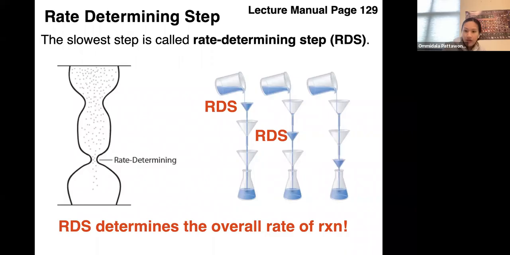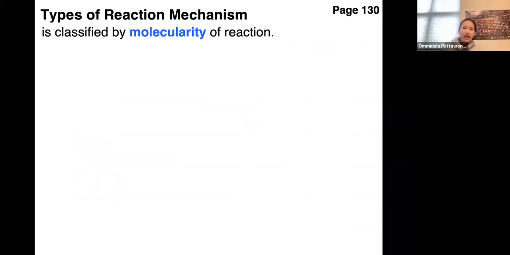Same thing with the last scenario. If the last funnel is slowest, then the last step would be the rate determining step. Keep in mind the slowest step is going to determine the overall rate of the reaction. The reason is that it doesn't matter how fast the previous or later steps are, it's going to depend on the step that is the bottleneck. All right, before we get into more detail of the mechanism, the things we need to define are some of the terminology.